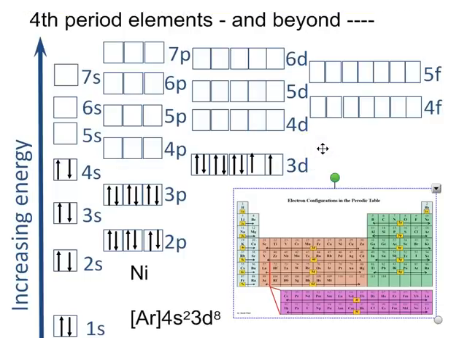Nickel. Nickel has 8 electrons in the 3d sublevel. So again, we continue to pair them up as we fill up the 3d sublevel. So nickel has everything argon has, plus 4s2, 3d8.